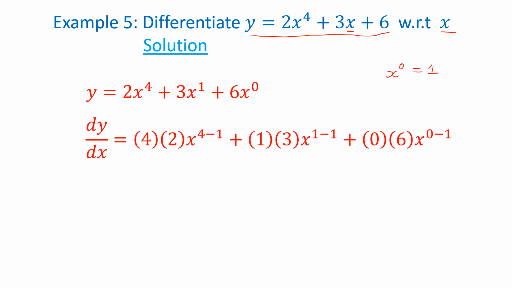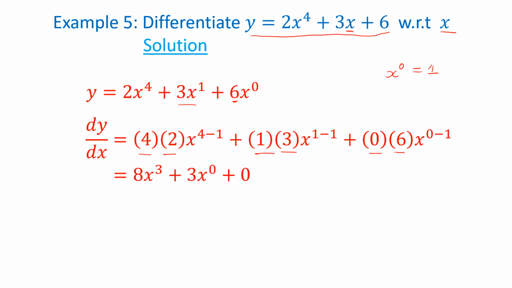Then, next, we apply the general rule of differentiation. In the first term, we take the power, which is 4, and multiply by the coefficient, which is 2, as seen here, 4 multiplied by 2, and then the power, we reduce by 1. Again, we apply the general rule of differentiation on the next term, which is 3x raised to power 1. That is, we take the power, which is 1, multiply by the coefficient, which is 3, and the power we reduce by 1. And then on the last term, we take the power, which is 0, and multiply it by the coefficient, which is 6, and then the power, we reduce by 1.